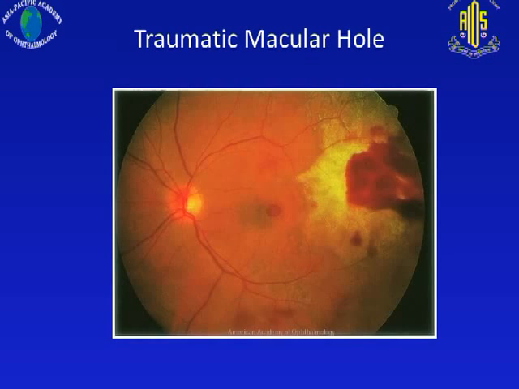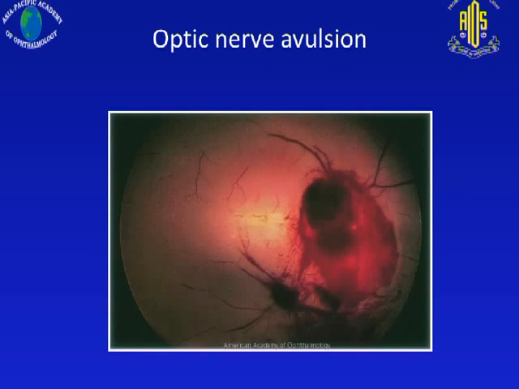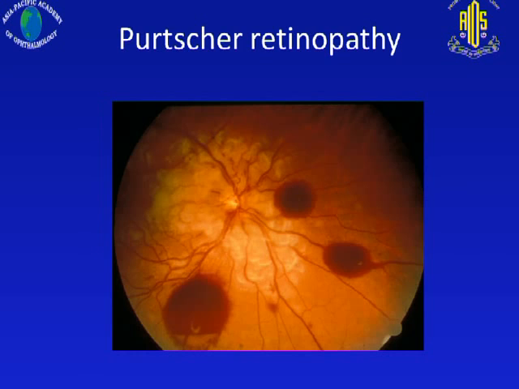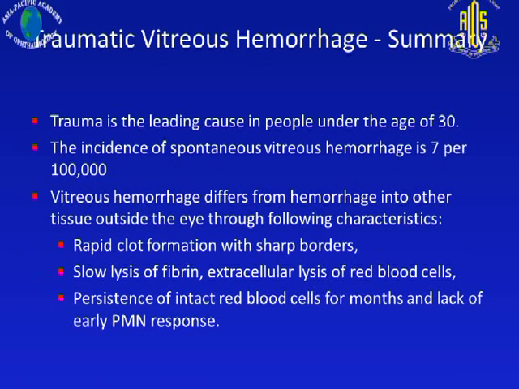Traumatic macular hole as a result of trauma, commotio retinae as a result of trauma, optic nerve avulsion, choroidal rupture, and Purtscher retinopathy, all examples. Recently we have noticed in the United States globe injuries from gunshot wounds, including, you heard of, Representative Giffords with severe neurological and ophthalmic trauma. In the U.S., there were 31,000 injuries from gunshot wounds last year. Of course, in summary, it is the leading cause of hemorrhage in people under the age of 30.